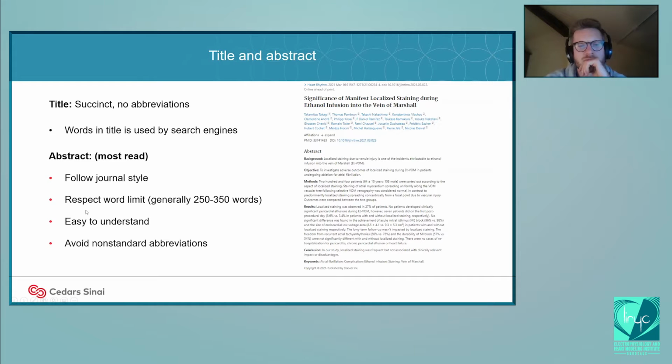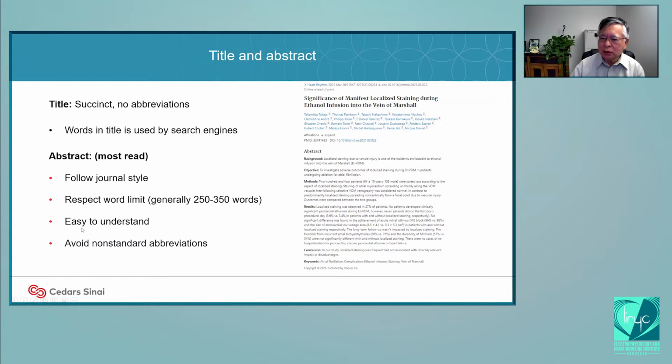Number 3, I want to emphasize, is that the abstract has to be easy to understand. The reason is abstracts are most read. The abstract is not only in the paper, but also posted in PubMed, which everybody uses to search for the paper and to read its content. If you don't have access to a particular journal, for example, Heart Rhythm is not a gold open access journal, then you will have to go through your institutional library in order to read the paper. A lot of people don't want to do that. They just want to read the abstract and know what it is.